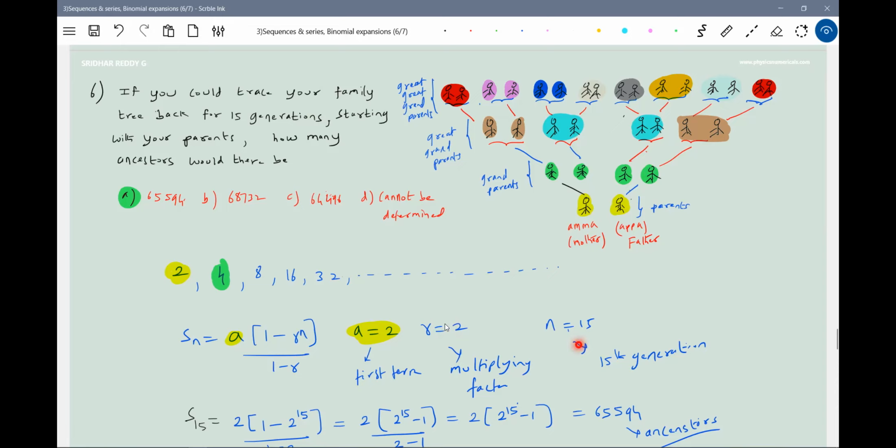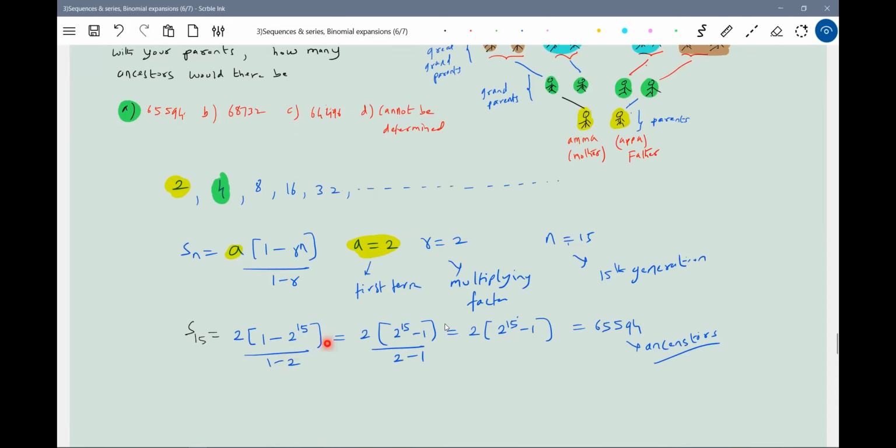So I want 15 generations. I'll substitute all these values and solve it. I get my ancestors: 65,594. I think it's not a small number. Literally, we should thank this many ancestors for what we have. And God, of course.